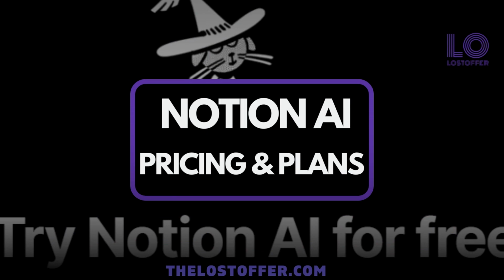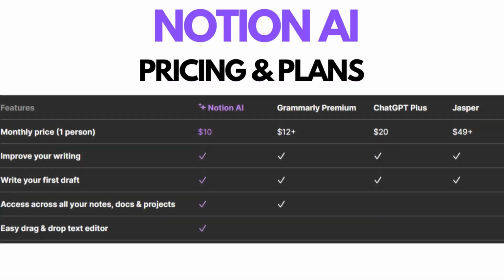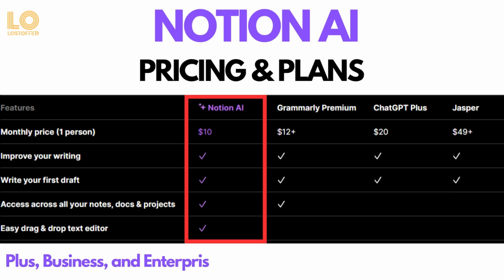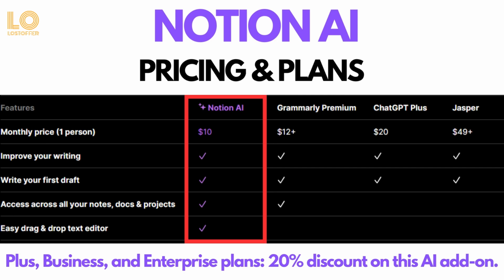Notion AI pricing and plans. Now you might be wondering about the pricing. Notion AI is available as an add-on to Notion plans, starting at $10 per member, per month. And guess what? Plus, business and enterprise plans with annual billing enjoy a 20% discount on this AI add-on.